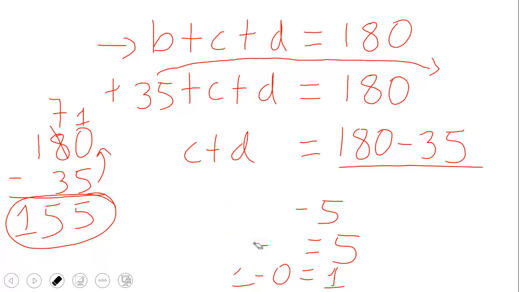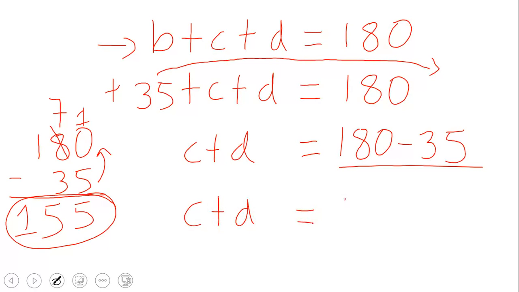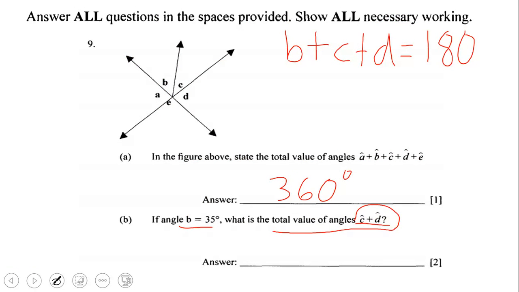Okay, so let us complete this. So now we have C plus D equals 155. Therefore, the answer to this question is 155 degrees. Awesome.